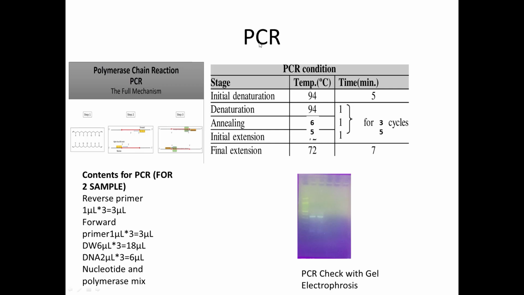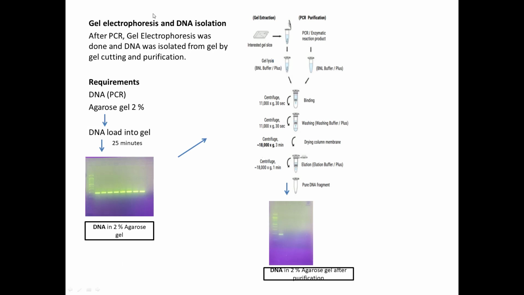And also for the generation of more sample, PCR was done, and these are the contents of reverse primer, forward primer, DNA and nucleotide. Here the annealing temperature was made 65, and it is generally used for 35 cycles. Here we can see all the bands that I got in the gel electrophoresis. Here we can check the reliability of PCR with the gel electrophoresis.